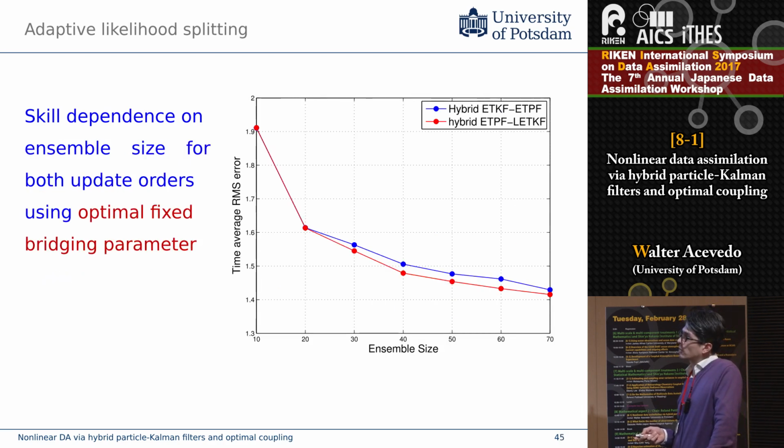Okay, so finally, we also tested the difference in the ordering, and it seems not to be that important in this case. We think that the fact that Lorenz 96 is not that nonlinear makes it like that. So we can use either particle filter or Kalman filter at the beginning, and the results are very similar, although we can still outperform the Kalman filter.